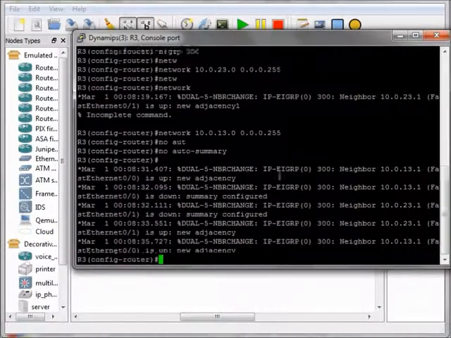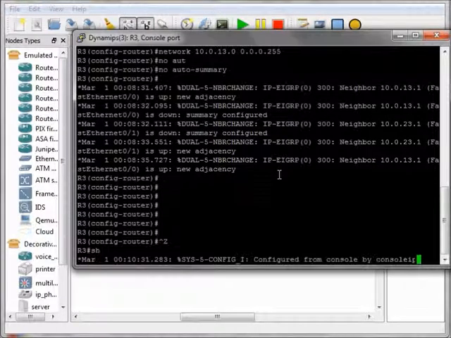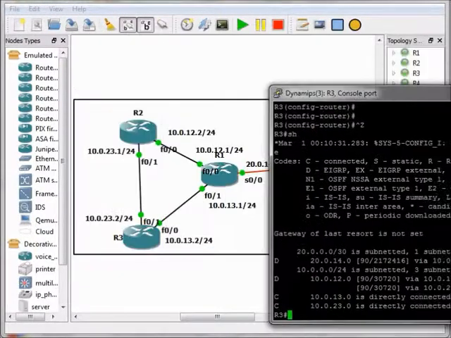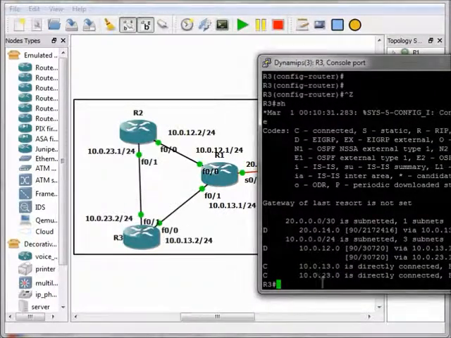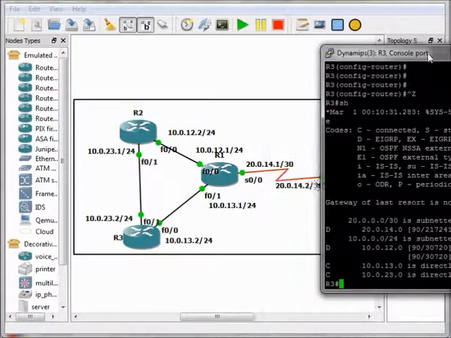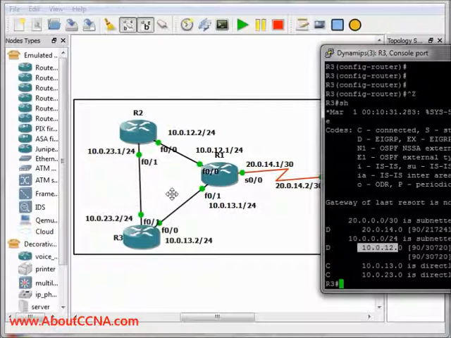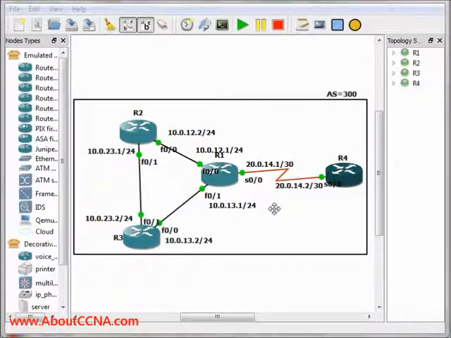Let's enter router 3. Router 3, show IP route, enter. In router 3 we can see that router 3 is directly connected to two networks, 10.0.13.0 and 10.0.23.0. And router 3 knows about two networks using EIGRP routing protocol, 20.0.14.0 and 10.0.12.0. So router 3 is able to reach all the networks that exist in this autonomous system. We can now say that all the routers in autonomous system 300 can reach all the networks that exist in autonomous system 300, which is our target in this lab.